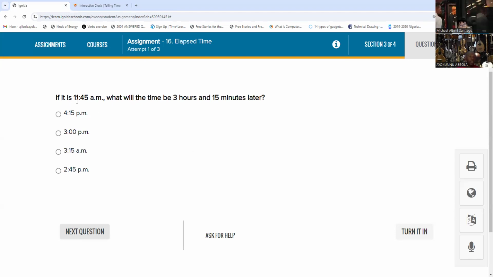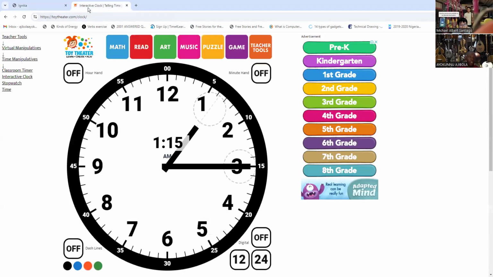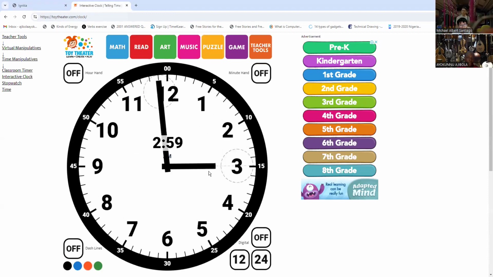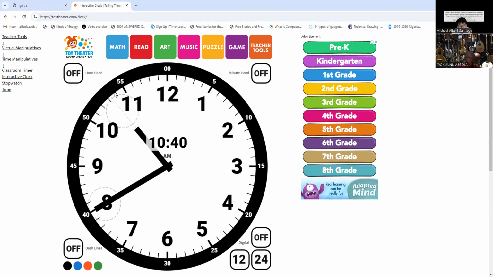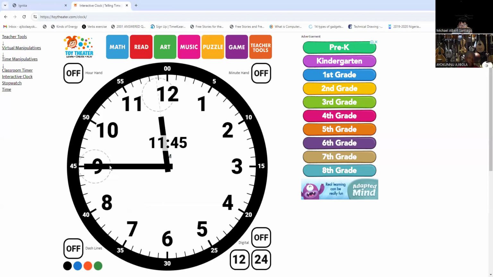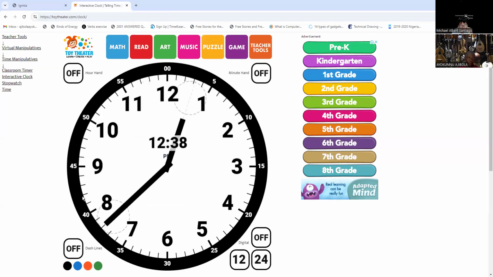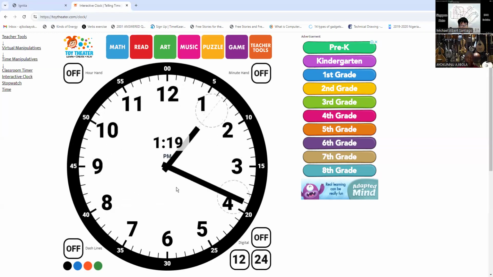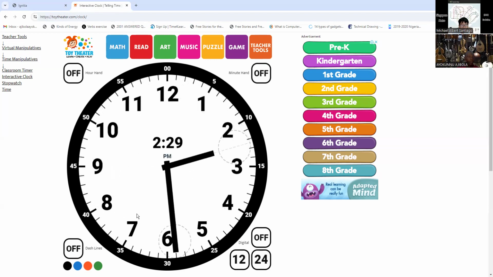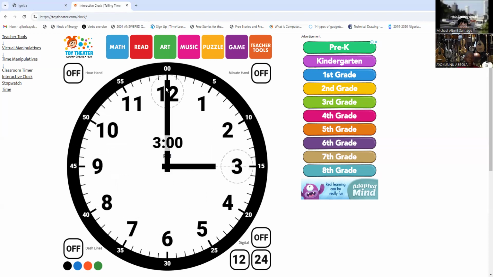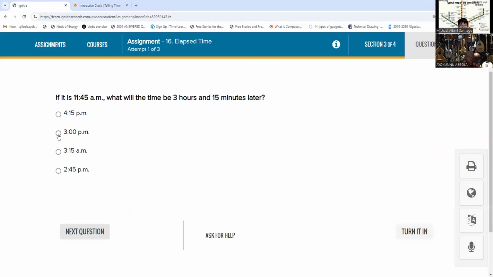Now, if it is 11:45 a.m., what will be 3 hours, 15 minutes? 11:45 a.m. Let's check it out. 11:45. Then it says 3 hours, 15 minutes. So 1 hour, 2 hours, 3 hours, then 15 minutes. That'll be 3 o'clock p.m. Okay.